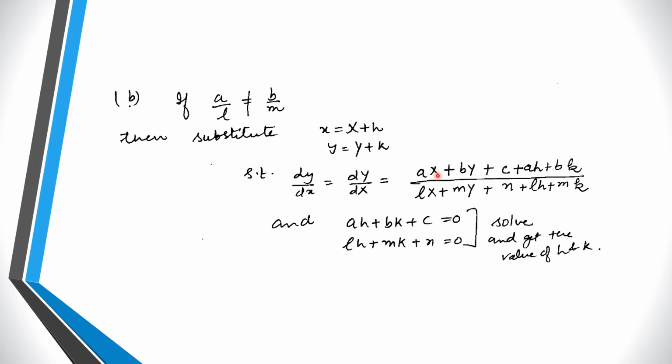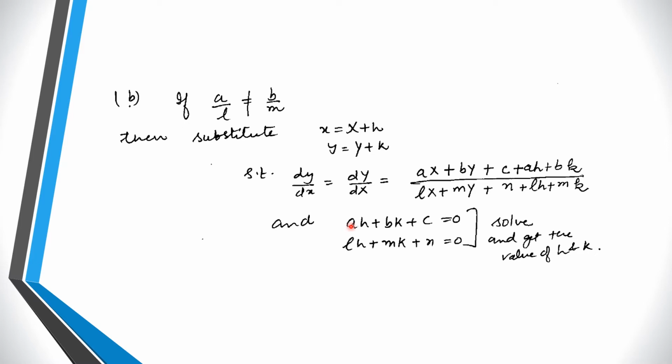Equal to, now you substitute the value of small x in terms of capital X. So this is aX plus ah. Similarly this is bY plus bk plus c. In the same way in the denominator. Now we have a constant value in the numerator as well as a constant in the denominator. We have to find such values of h and k such that this constant factor is 0 in the numerator as well as in the denominator.